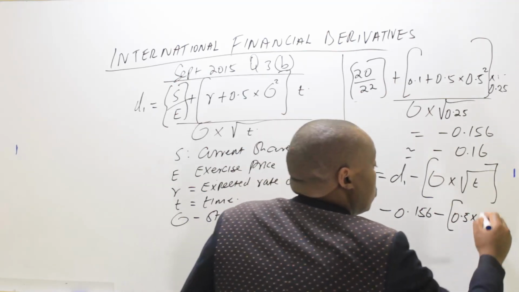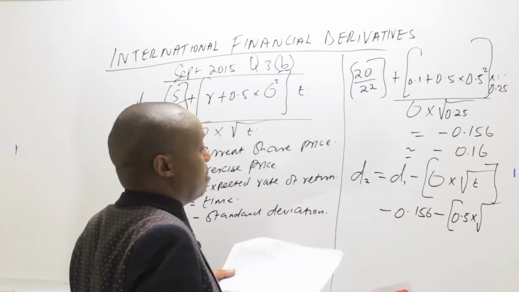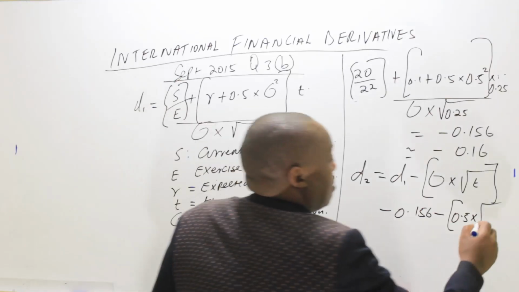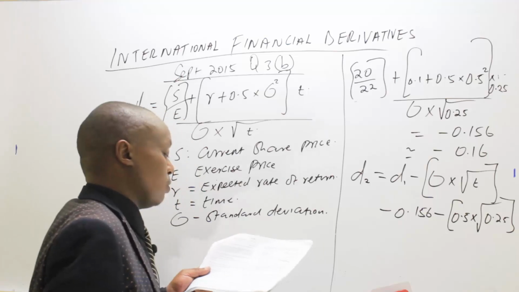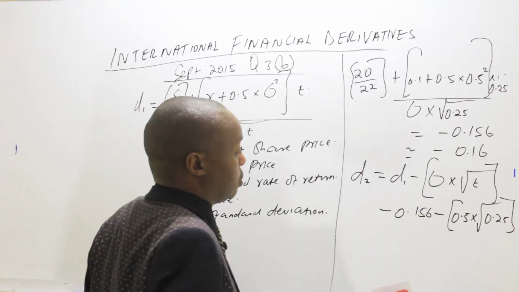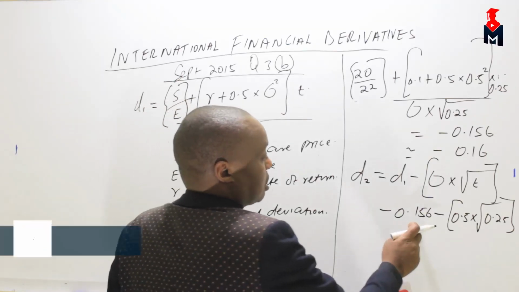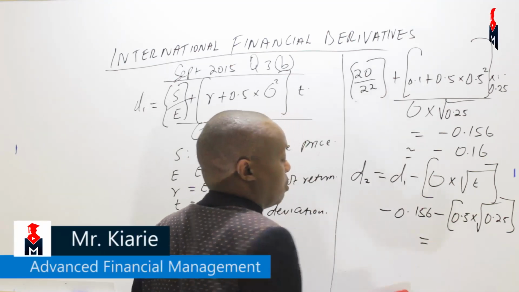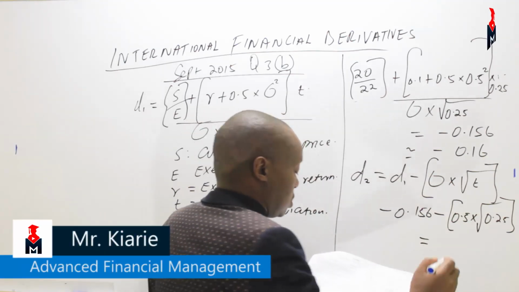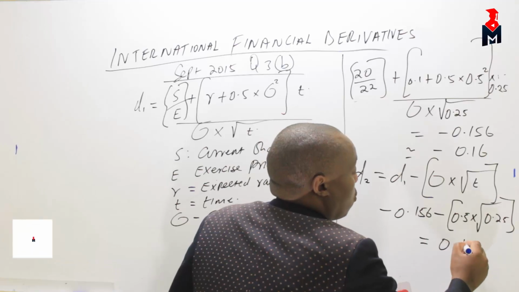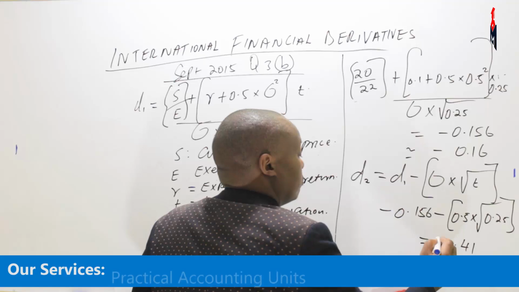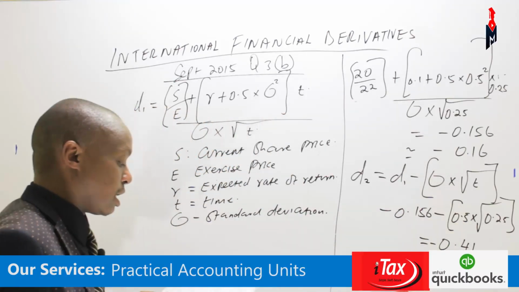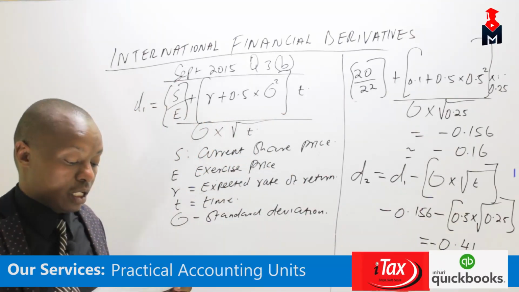The root of time would be, in this case, time is 0.25, the square root of 0.25. Therefore, if you work it out, it will give you a value of 0.41, which is a negative. Therefore, in the second part of the question, you are required to indicate or to comment on whether such a hedge is likely to be totally successful.